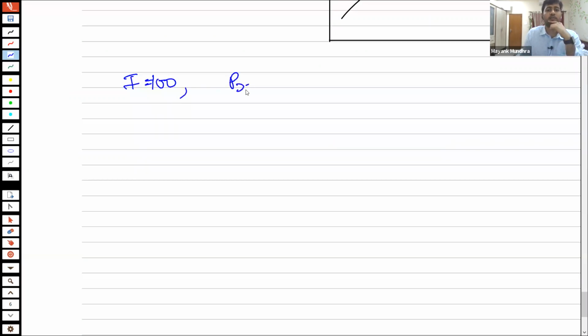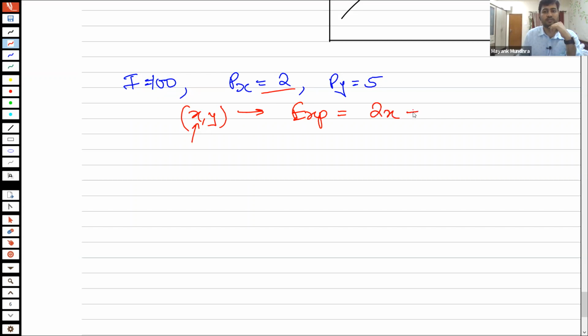Good X costs 2 rupees. Good Y costs 5 rupees. Okay. So suppose I consume any bundle X, Y, where X is the amount of good X, Y is the amount of good Y. So the expenditure is going to be, if I consume X units of good X, the expenditure on good X is going to be 2X. If I consume Y units of good Y, the expenditure on good Y is going to be 5Y.